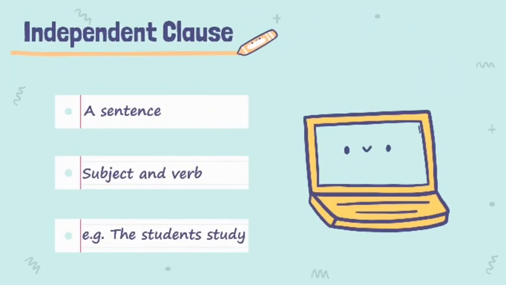The first material is independent clause. An independent clause is a complete thought, a sentence. It has the main subject and verb of a sentence. It's also called main clause. The example is "the students study." Here, the students is the subject and study is the verb. So, "the students study" is an independent clause.